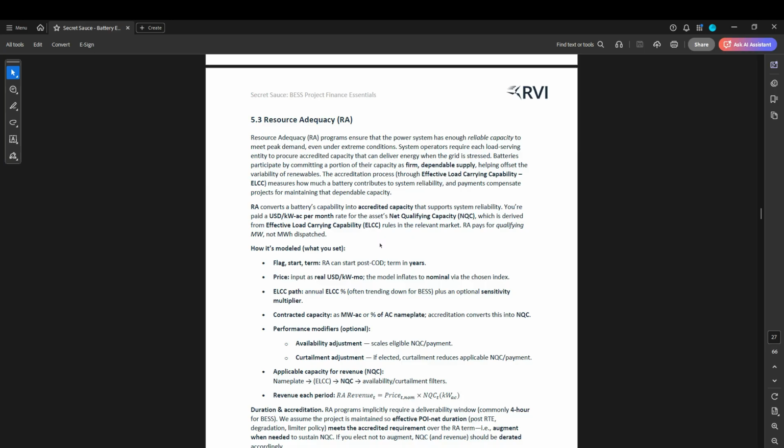And just to briefly cover ELCC, or effective load carrying capability, this is essentially the share of a battery's nameplate power that the grid operator counts as reliable capacity during peak system stress. So the grid operator pretty much just wants the battery to be a backup for the system during peak demand. So if the effective load carrying capability factor declines over time, the battery earns resource adequacy payments on less accredited capacity, even if the capacity at the point of interconnection hasn't changed.